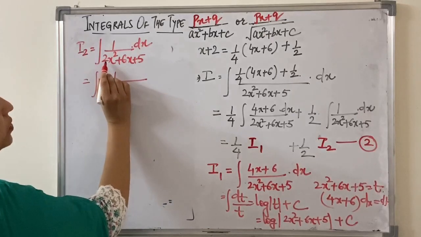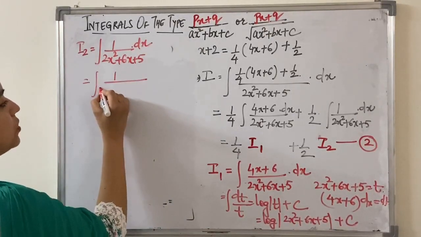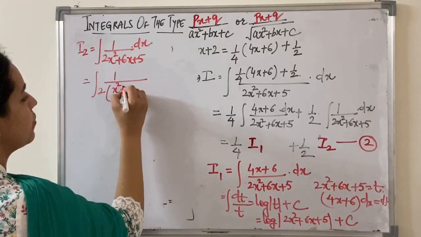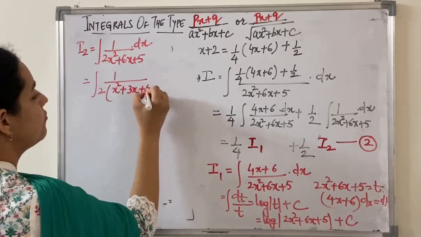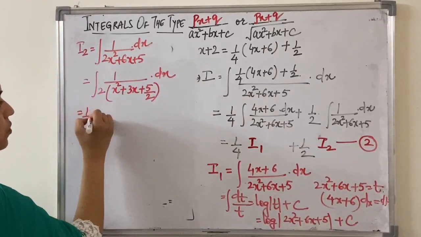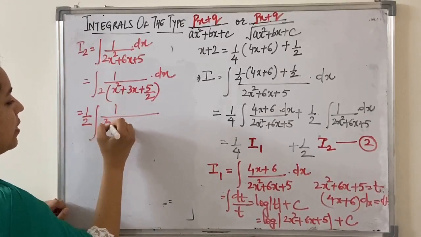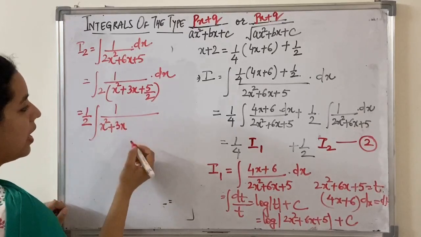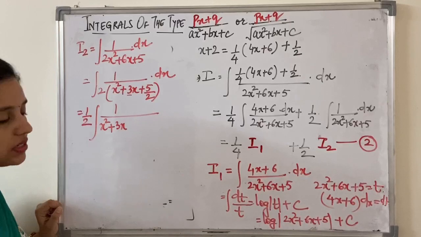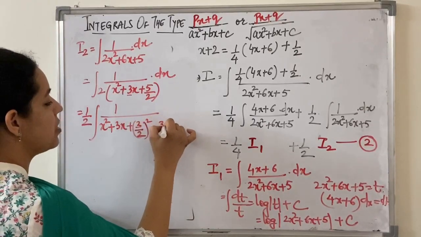For that we need to make the coefficient of x square as 1 by taking 2 as common. So if I take 2 as common, we are left with x square plus 3x plus 5 by 2 dx. What to do next? 1 upon 2 can be taken out common. So 1 upon x square plus 3x, and after that, taking the middle term coefficient and making its half, its square must be added and subtracted.